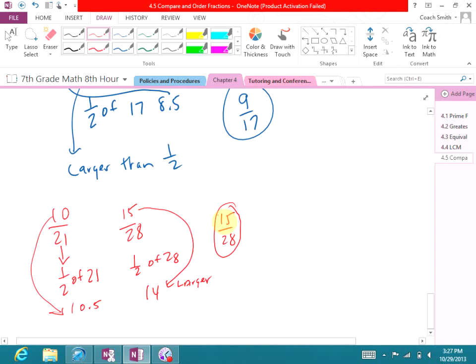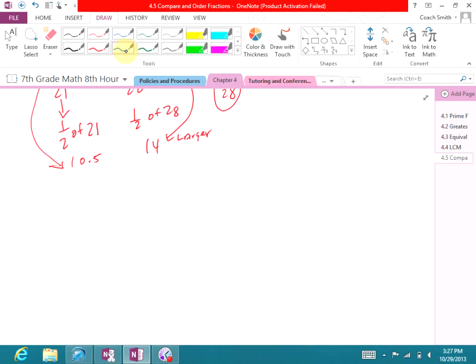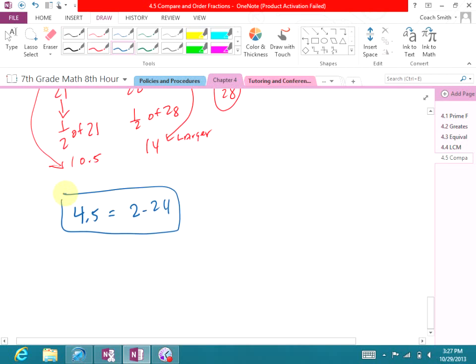So, your homework is this. The homework is 4.5, 2 through 24. All. You can, and you'll get a 50 if you get them all right. I think that would probably be best, Smart Aleck.